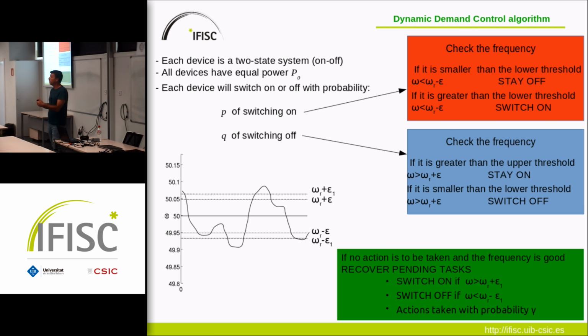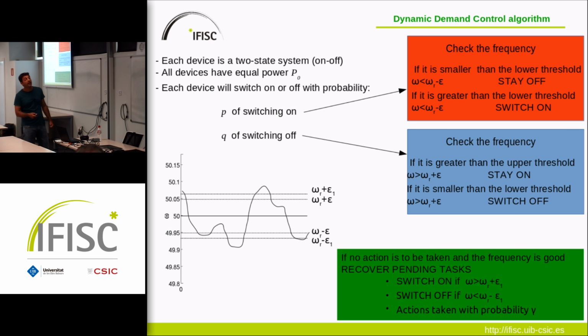What happens when you do that? It's fine that this helps to control, but then the device is not doing what it's supposed to do. For instance, a fridge should be cooling, and it's not cooling. So at some point, you will have to cool later. This pending task will be recovered later when the frequency is good. And for that, we have a second threshold we call epsilon 1.